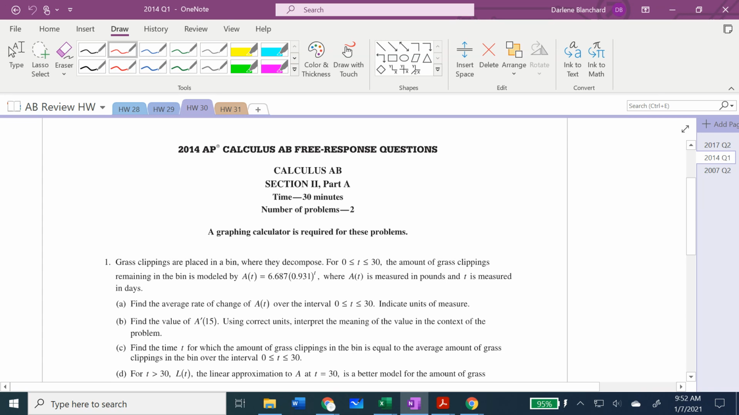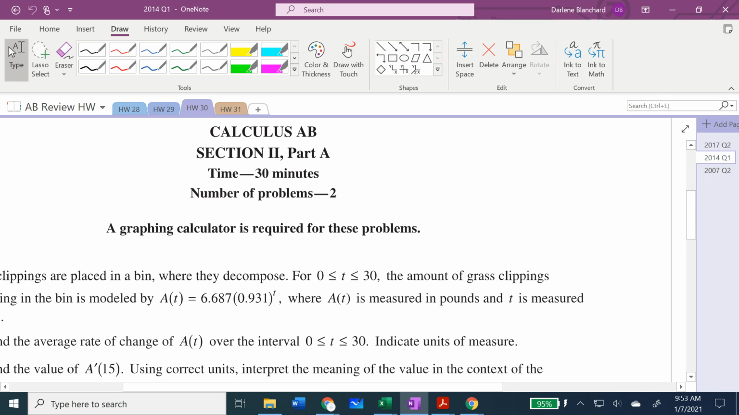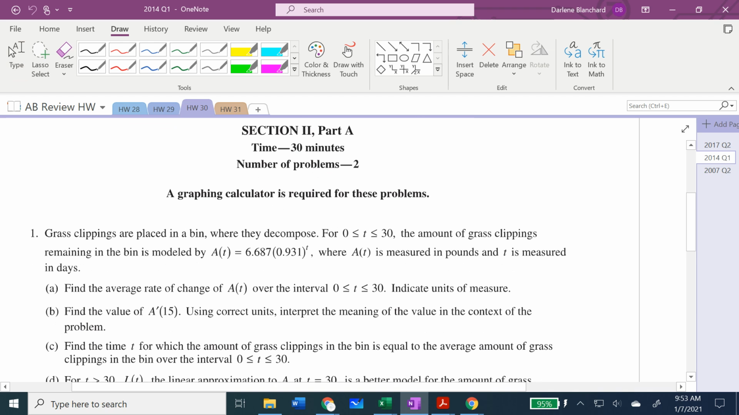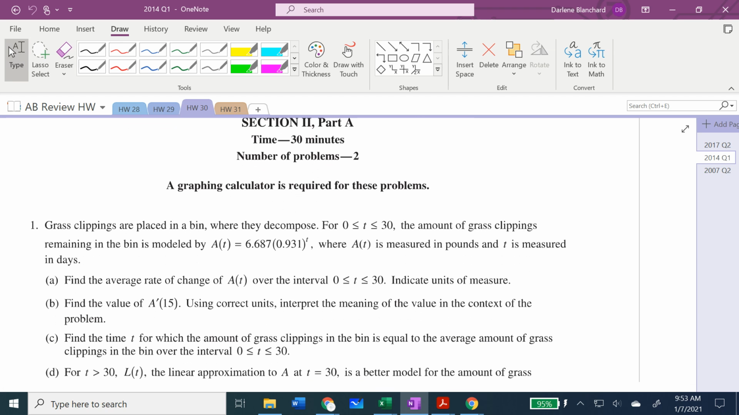2014, question 1, with a graphing calculator. For part A, the very first thing is the word average shows up. Always be careful of the word average. I want to point out that the word average also shows up in part C, and that the formula is essentially the same.